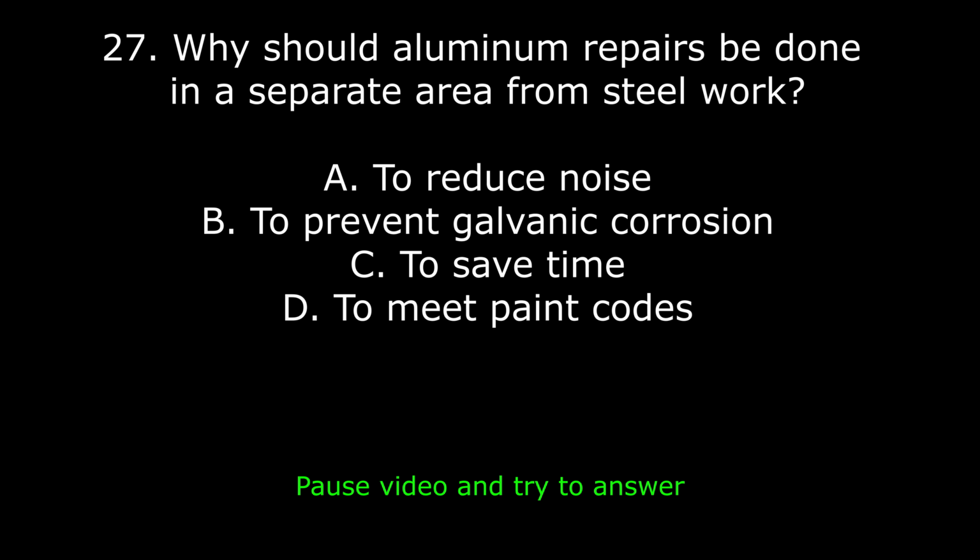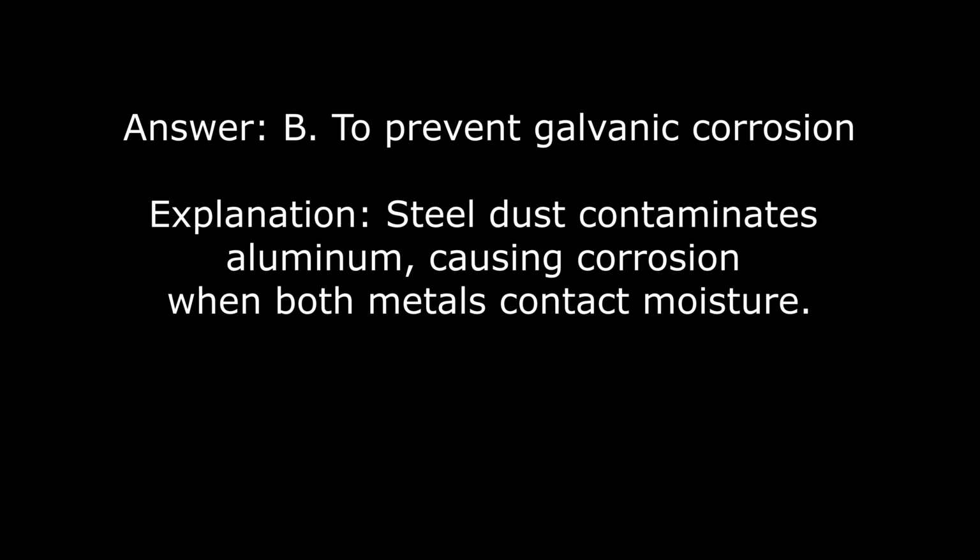27. Why should aluminum repairs be done in a separate area from steelwork? A. To reduce noise. B. To prevent galvanic corrosion. C. To save time. D. To meet paint codes. Answer: B. To prevent galvanic corrosion. Explanation: steel dust contaminates aluminum, causing corrosion when both metals contact moisture.